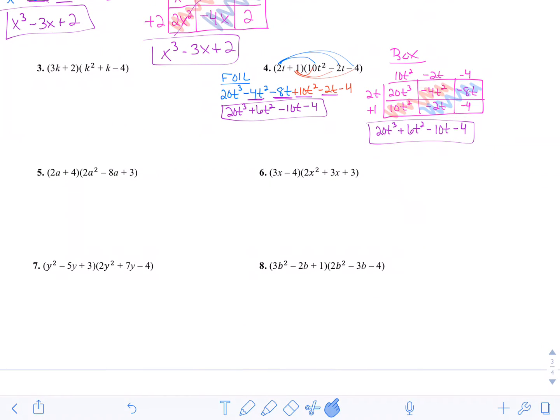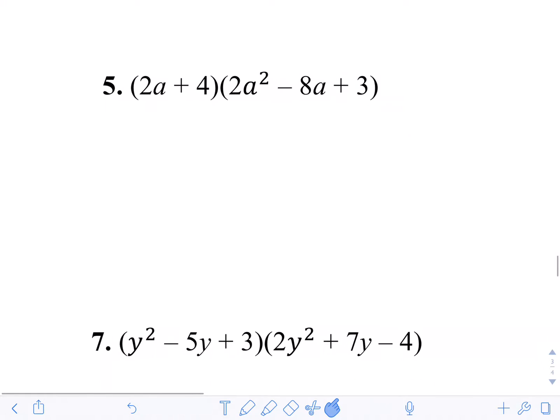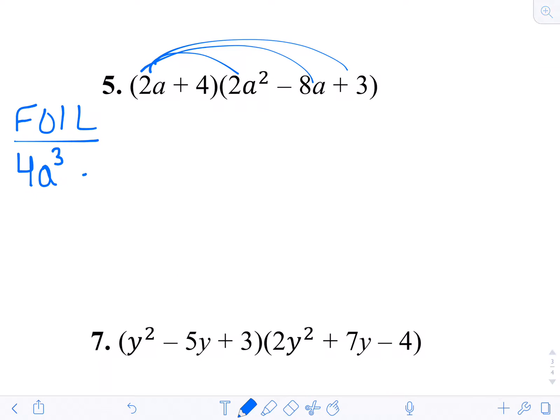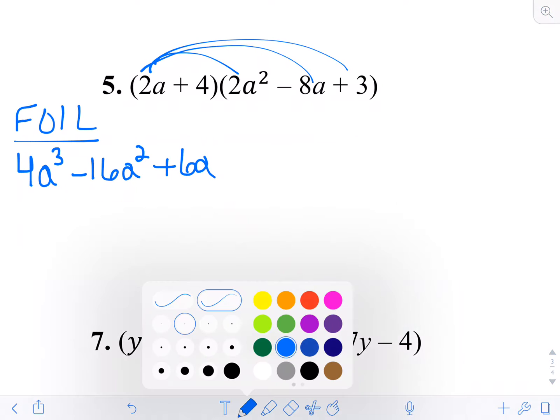Okay, number 5. So again, we're going to FOIL. So I'm going to distribute the 2a to everything. So we have, let's see, 2 times 2 is 4. A times a squared is a cubed. 2 times negative 8 is negative 16. A times a is a squared. 2 times 3 is 6, and you just have an a.